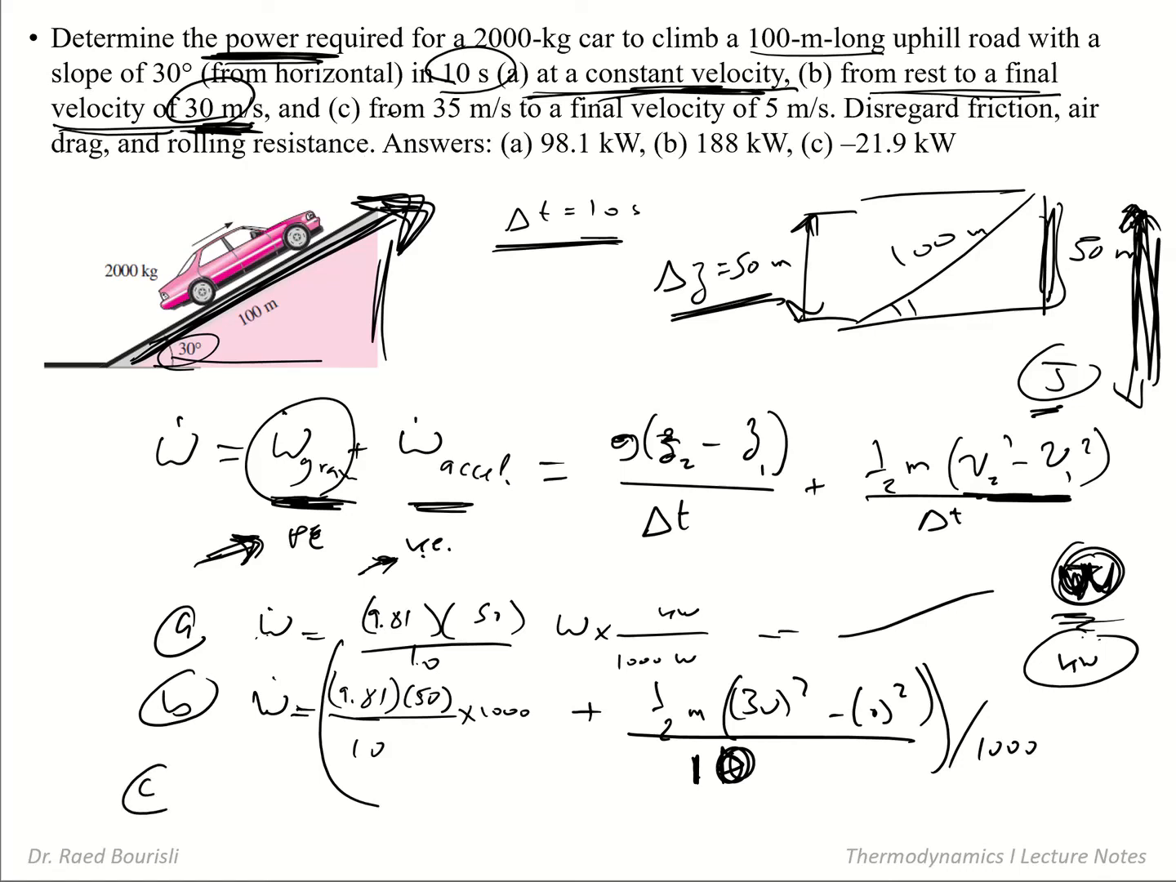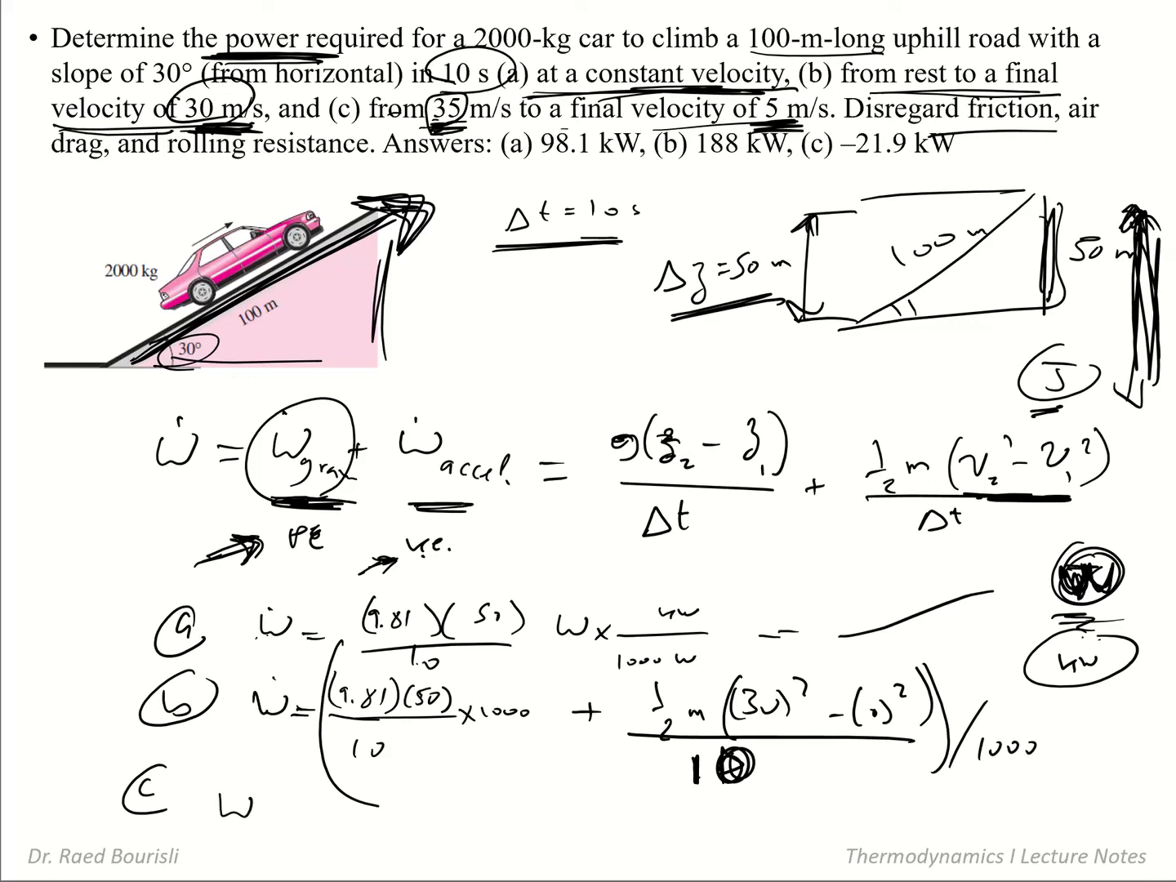C, from 35 to a final velocity of 5 meters per second, disregarding friction and everything else.